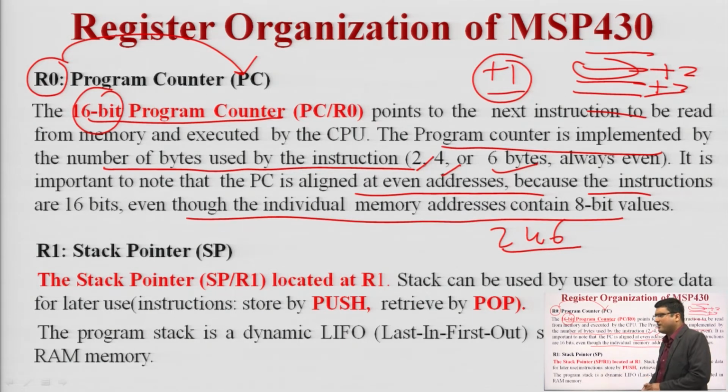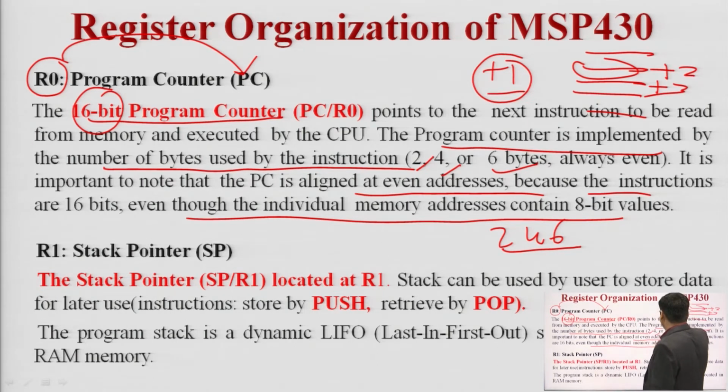So the program counter is 16 bits in the MSP430, and it points to the address of the next instruction to be executed by the microcontroller. It is available at even addresses. In the previous lecture, we saw the memory layout of the MSP430, and at even addresses, the program counter will be available.